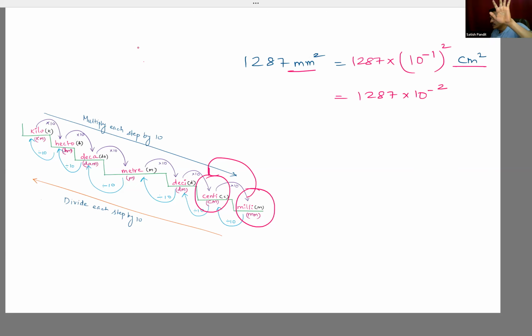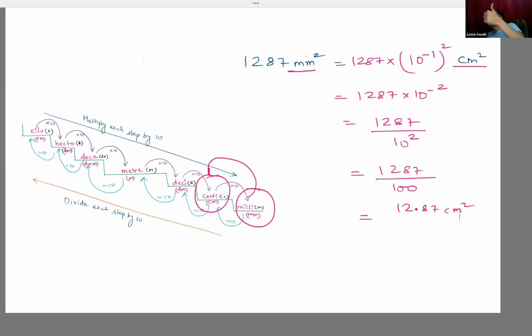Yes or no? Now, when minus 2 goes to the bottom, it will become 10 to the power plus 2. And 10 to the power plus 2 means 1287 by 100. And 100 means we have to shift the decimal like this, 1 and 2. See, this is 0.0 and 1, 2. So it will become 12.87. Are you all getting it or not? It's actually very easy.